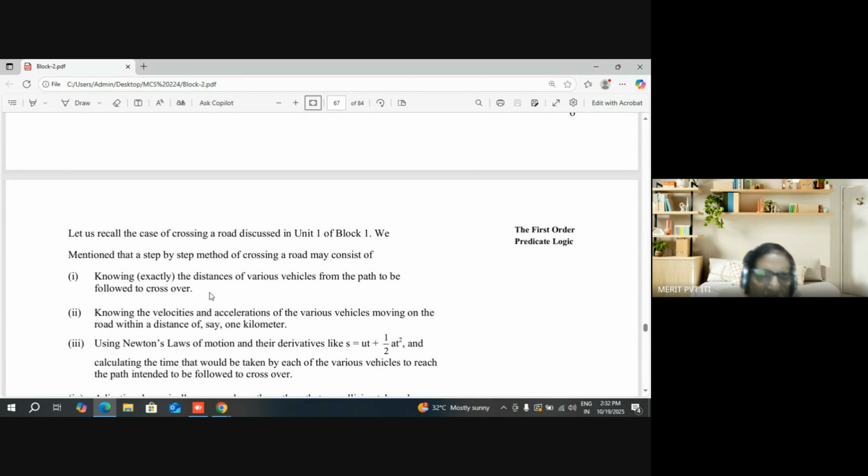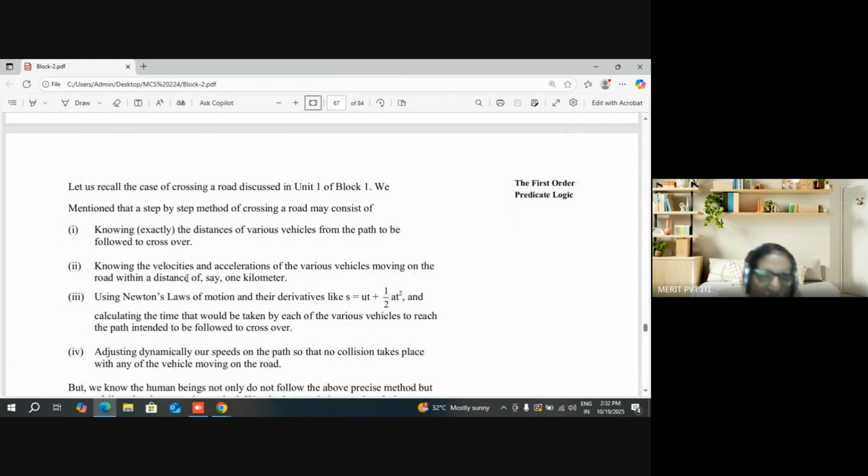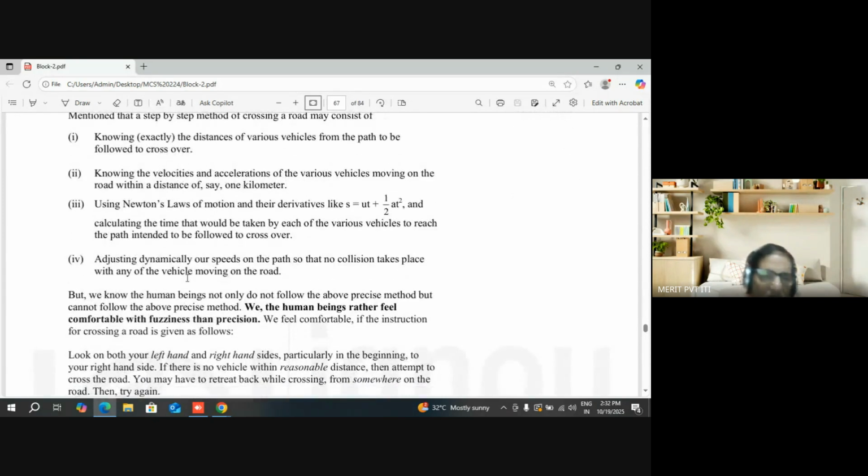Knowing the velocity and acceleration of the various vehicles moving on the road within a distance of say 1 kilometer, using Newton's laws of motion, derivatives like S is equal to ut plus half at square, and calculating the time that would be taken by each of the various vehicles to reach the path intended to be followed to cross over, adjusting dynamically our speed and all that. We human beings not only do not follow the above precise method, but cannot follow the above precise method.